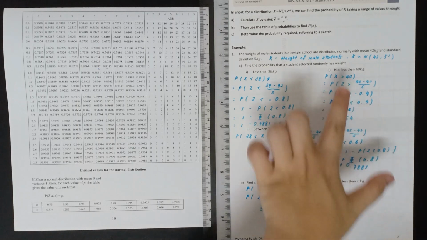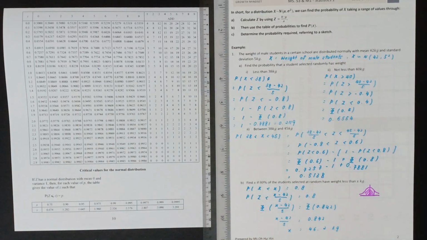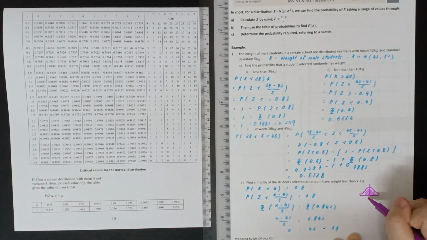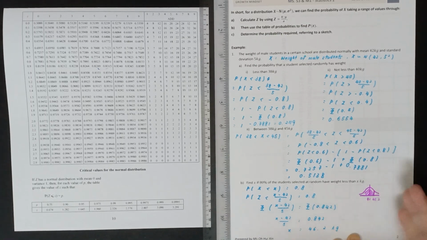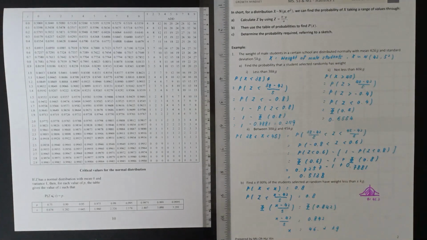Then how do you check? You know that the mean is 42, so you can imagine this: if this is my original normal distribution, I have a mean of 42 here, and a weight here of 46.2, which is greater than 42. After I shade it, it is possible that this gives me about 80% of the students with a weight less than 46.2 kg. Okay, so let's move on to number 2.